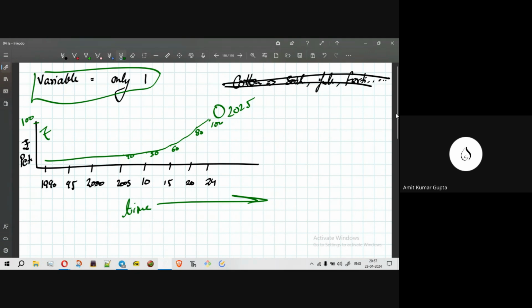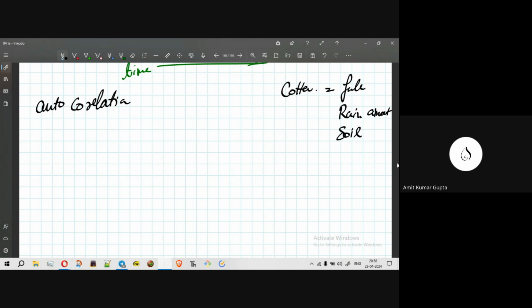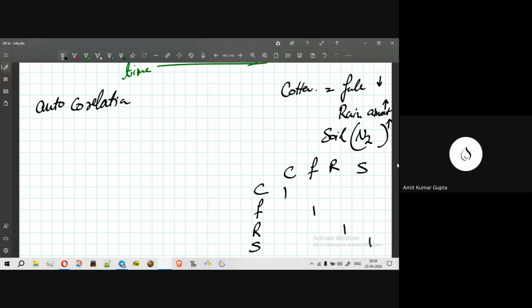Now the question is, what is autocorrelation? If I were to talk to you once again about cotton and its relation with fuel, the amount of rain, and soil quality, and how we can measure soil quality, let's take one variable, percentage of nitrogen in soil. Maybe fuel will create some negative impact, rain amount a positive impact, soil quality a positive impact. Then we can find the correlation here: cotton, fuel, rain, soil. You guys know this stuff.